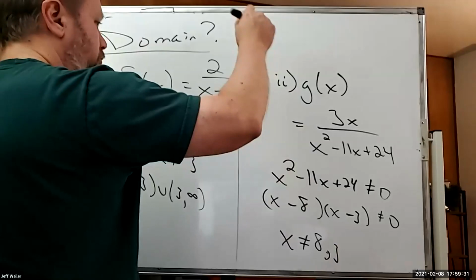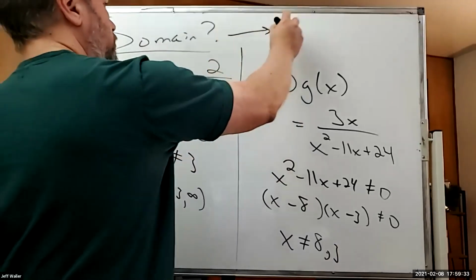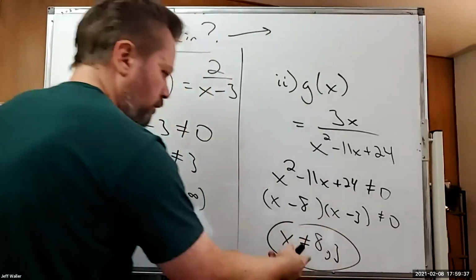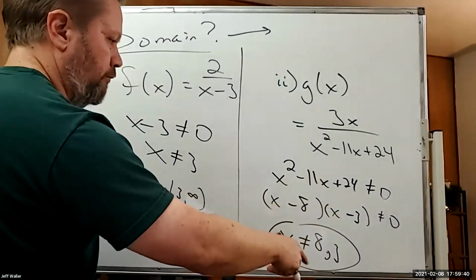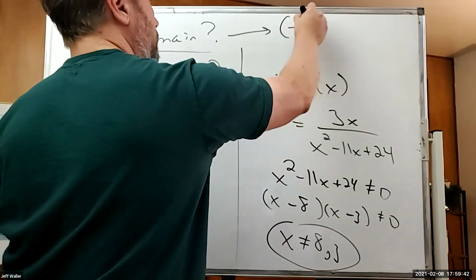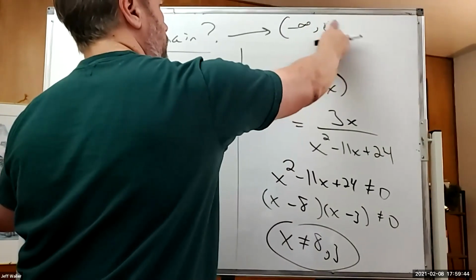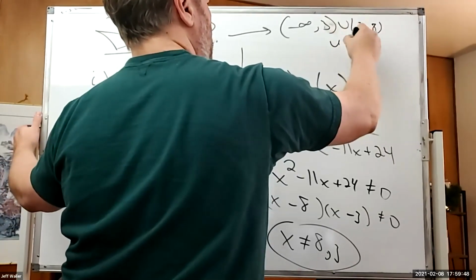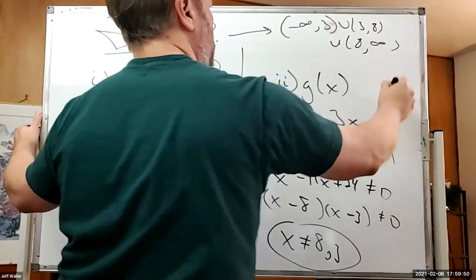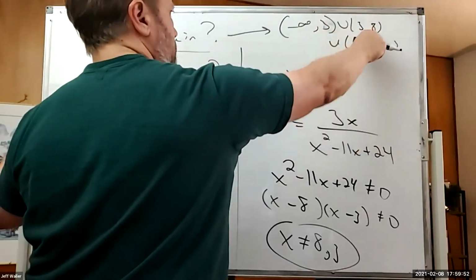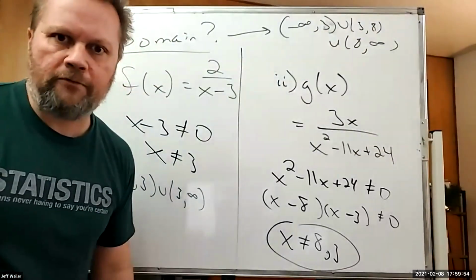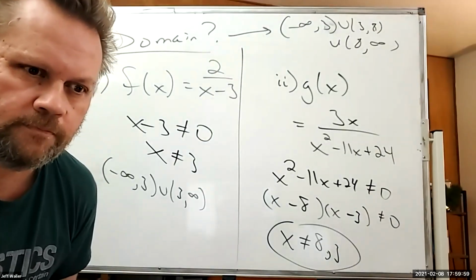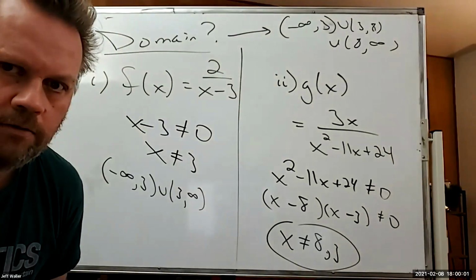So then the domain of this, technically, is: x cannot be 8 or 3. If you want to get really technical, negative infinity to 3, union with 3 to 8, union with 8 to infinity. So negative infinity, skip 3, skip 8, go to infinity. That's how I read that real quick, if you want to be hyper technical.